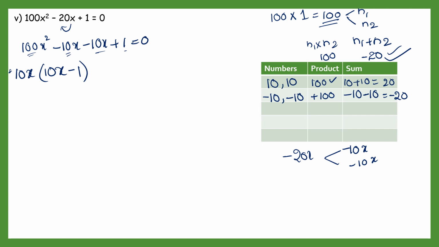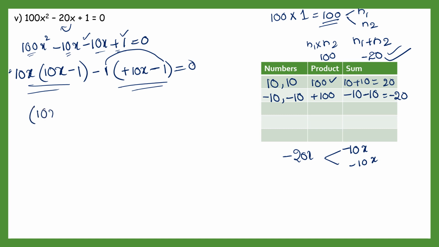Then 10x and 1. Only 1 can be taken outside. 1 into 10 can be written, right? Minus 1. Minus into plus is minus. Here you have minus, so minus into plus 10x. Again, here you have plus. Minus into minus is plus. So 1 into 1 is 1. Okay. Now this is one term, this is one term. What is common here? 10x minus 1 is common.